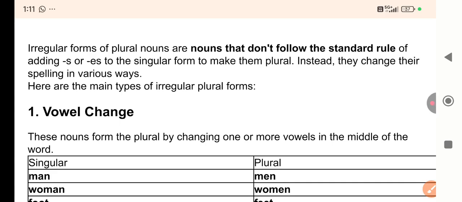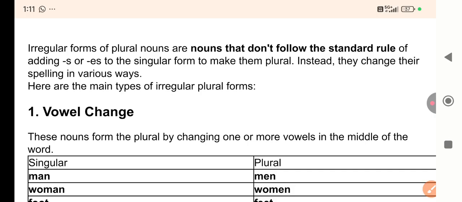So, here I am discussing irregular forms of plural noun. This is a very important topic from the exam point of view and for improving your writing skills. That's very important.